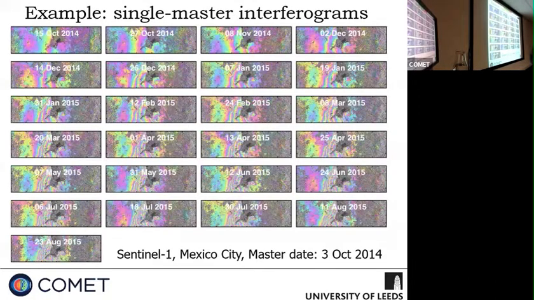So it looks something like this. The master image is the 3rd of October 2014, so that's right at the beginning of the time series. And we get one interferogram for every follower image that we have. You can slowly see the signal building up here. And you can also see that the further in time we get, the lower the coherence seems to be getting.